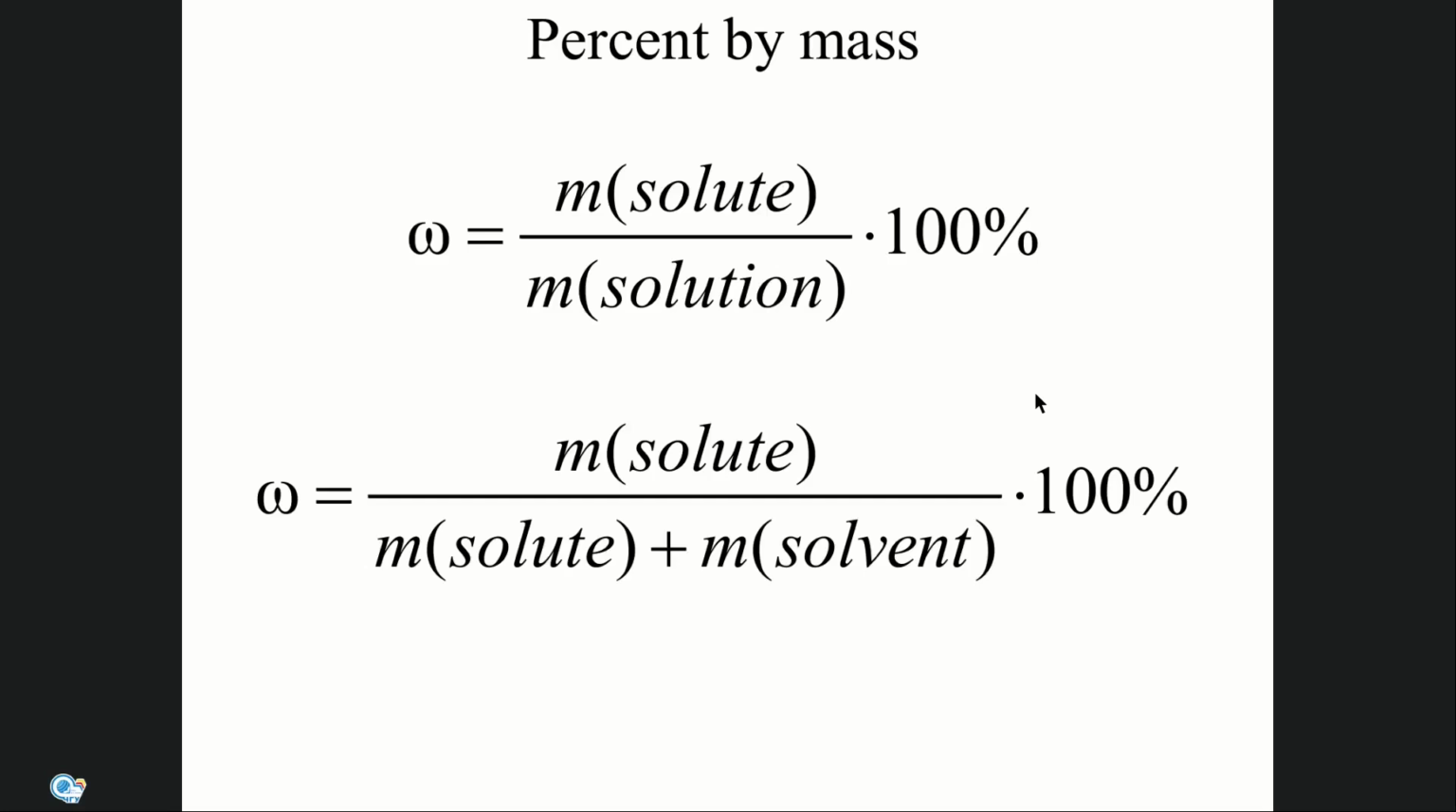Concentrations of solutions may be expressed in terms of percent by mass. Percent by mass of solute gives the mass of solute per 100 mass units of solution. You can use this formula to calculate percent by mass. And the mass of solution is the mass of solute plus the mass of solvent, so you can also use this formula.